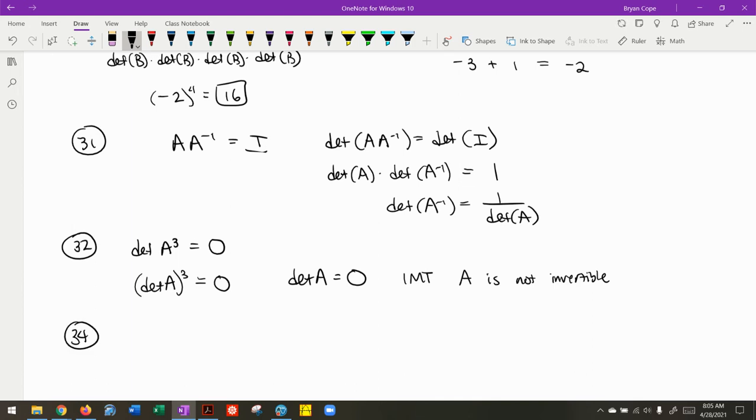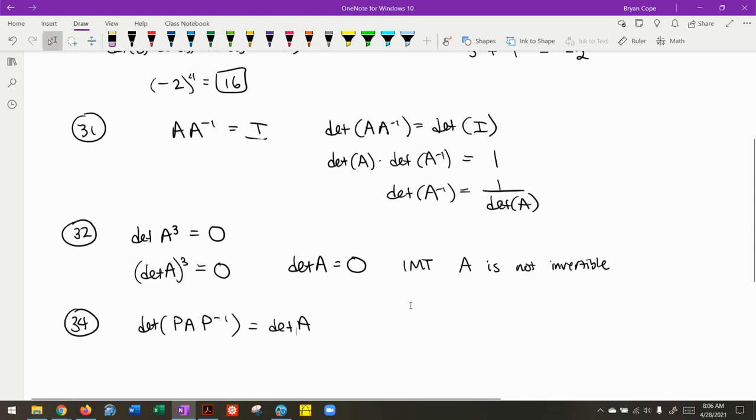Okay, 34. Let A and P be square matrices with P invertible. Show that det of PAP inverse equals det A. So this looks pretty random for us right now, but this is an important idea when we begin to diagonalize matrices with eigenvectors and eigenvalues. So it looks a little weird, but it's useful later on.